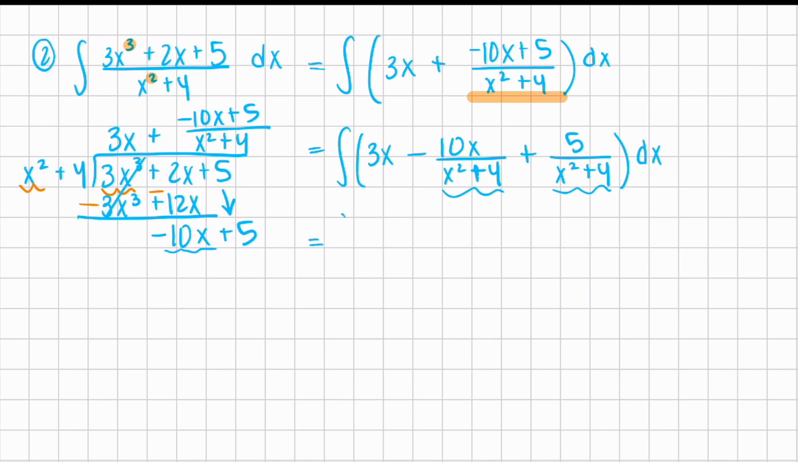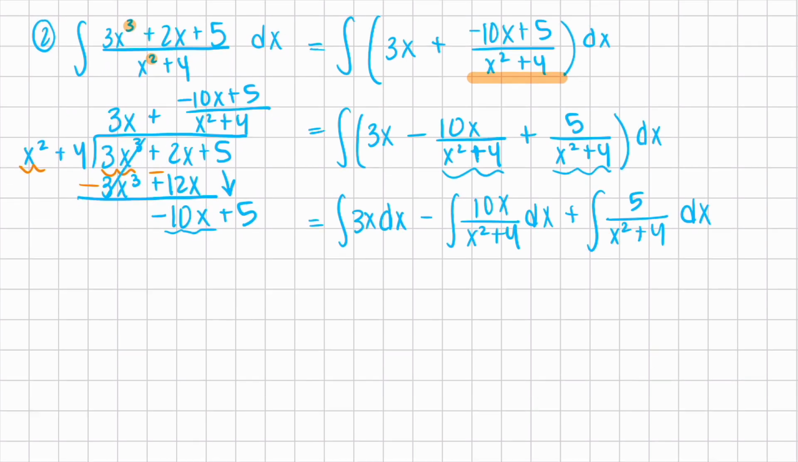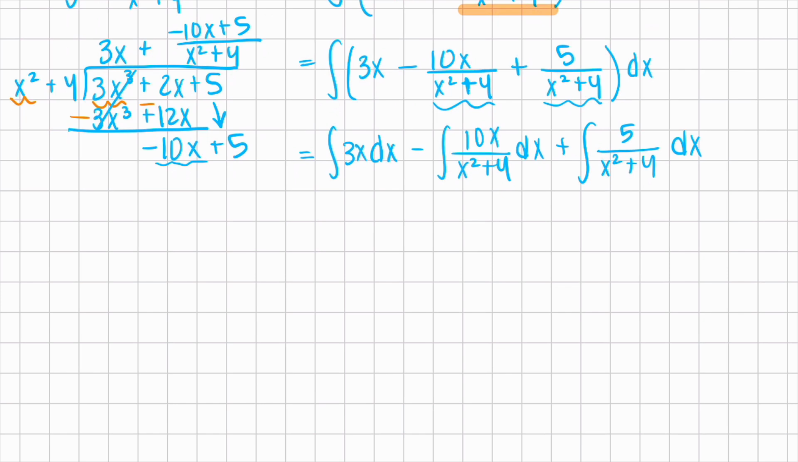So let's split this into 3 separate integrals. Okay, so for the first integral, this is your basic integration rule. Increase your exponent, divide by the exponent, so 3/2 x squared. For the second one, maybe let's move this down a little bit.